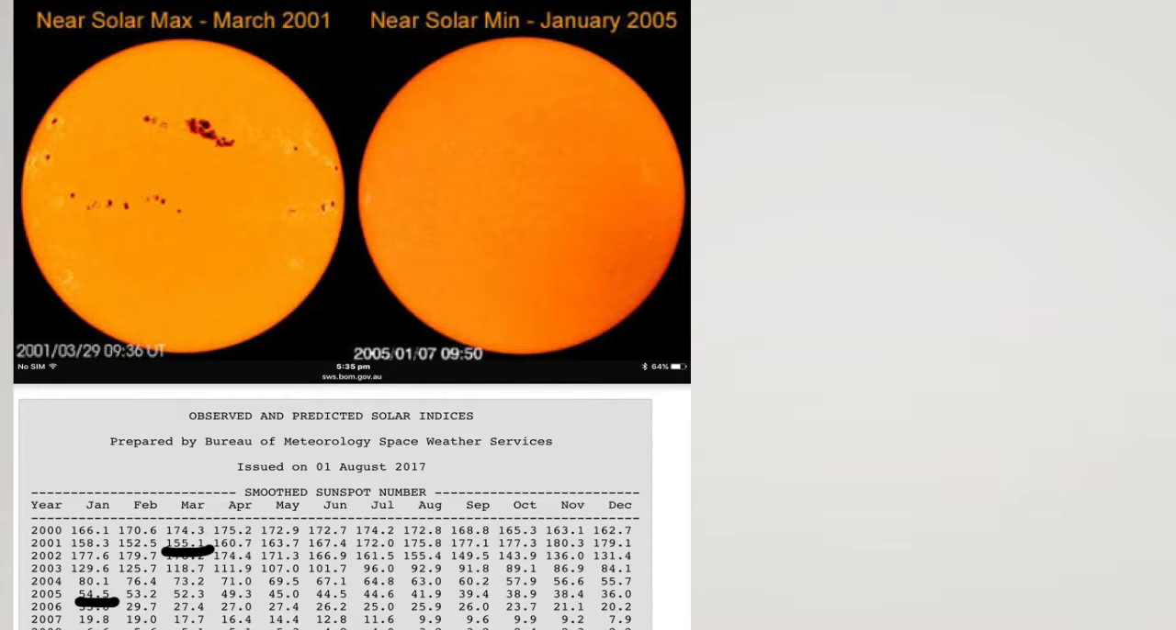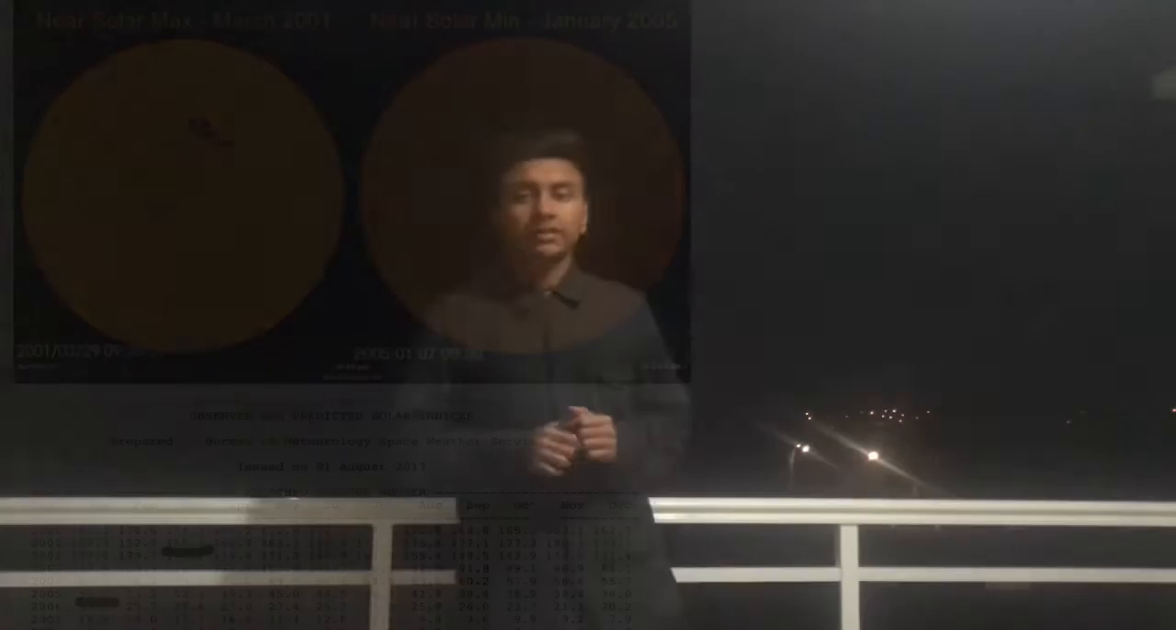In the diagram on the left side, as you can see, in March 2001, the number of sunspots was around 155.5. And if you see on the right side, the number of sunspots in January 2005 was around 54.4. This gives us a better idea about the sunspot count. Some studies indicate that sunspot activity has increased by double in the last century.